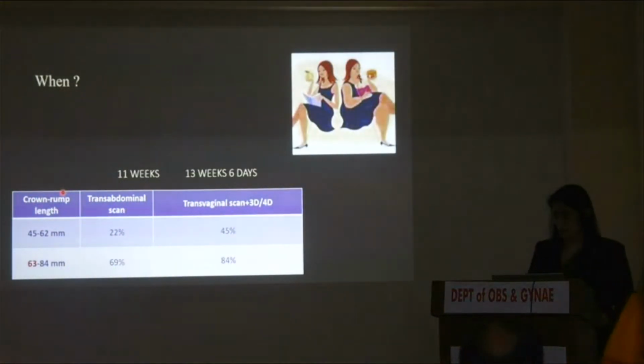When do we do it? Usually, don't they say that it is 11 to 14 weeks? The ideal time is around 12 weeks plus, when the crown rump length is above 60 mm.